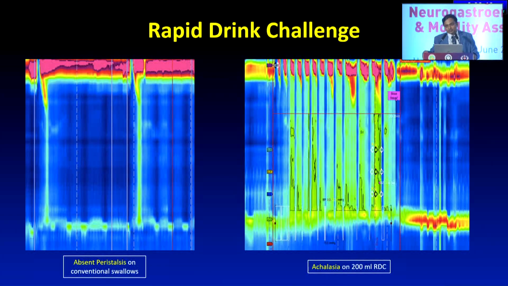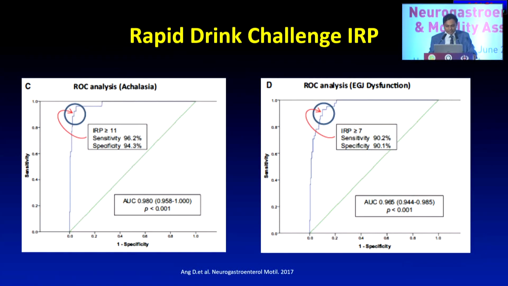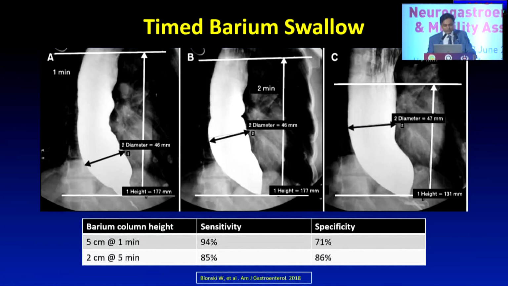As ma'am already discussed, when you do a rapid drink challenge, you are actually stimulating the esophagus more. And on a rapid drink challenge, it is sometimes possible that you can pick up an increase in the IRP, and these are patients with achalasia and not absent peristalsis. It was shown in a study in 2017 that an IRP after rapid drink challenge of more than 7 is a very good marker for all-cause EGJ outflow obstruction, and a rapid drink challenge IRP of more than 11 has excellent predictive ability to diagnose achalasia as compared to EGJ dysfunction.